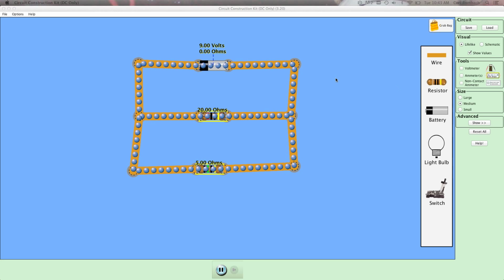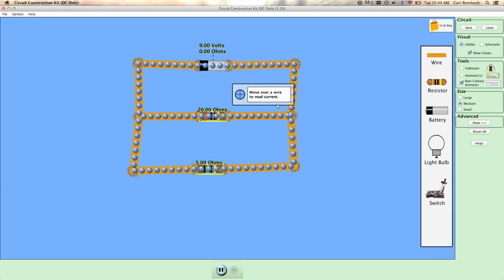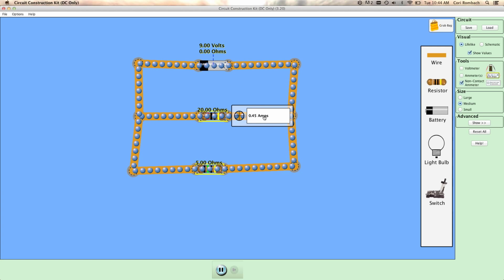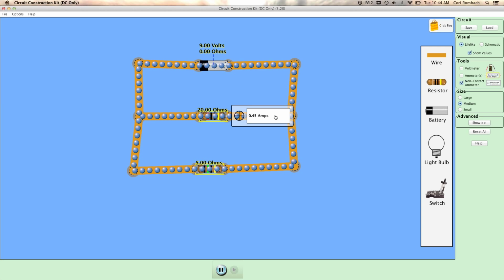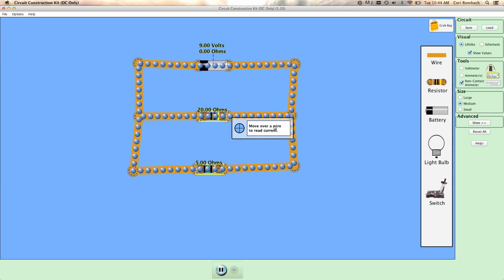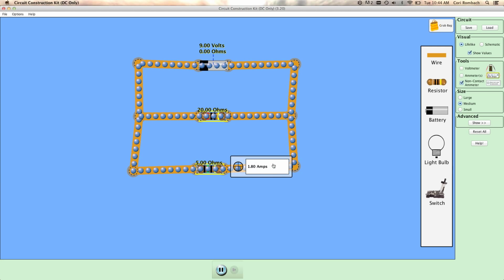Number 9 wants to know what is the current on the branch with a 20 ohm resistor. So I'm going to select my ammeter, and I want to look at the branch that had the 20 ohm resistor across it, and I'm going to see that I have a current of 0.45 amps. So that'll be the answer to number 9. And then number 10 asks me for the current across the branch of the 5 ohm resistor. And I see that that has an increased current of 1.80 amps.